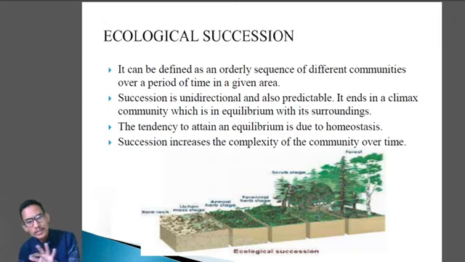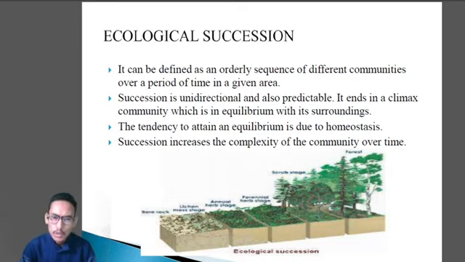or the climax community. Once the community reaches the climax or becomes stable, then it will occupy that particular area. So this succession of a community in a given area over a period of time is known as ecological succession. Clear? Now, we live in such an environment which is constantly changing.